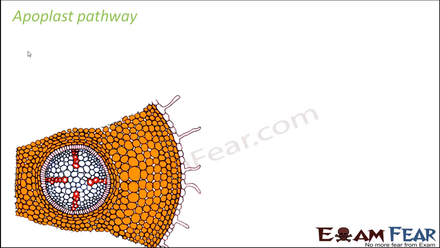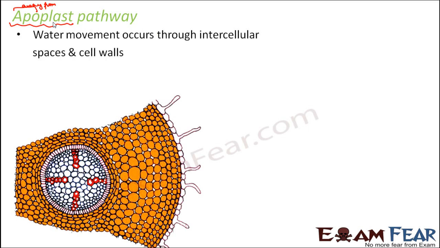Now before we discuss the apoplast pathway, let us look at the word origin. What is the meaning of apoplast? The word apo means away from. Away from what? Plast would mean the main part of the cell, or the cytoplasm. So apoplast is basically away from the cytoplasm. What does that mean? Here the water movement occurs through intercellular spaces and the cell wall, and it does not cross the cytoplasm of the cells.